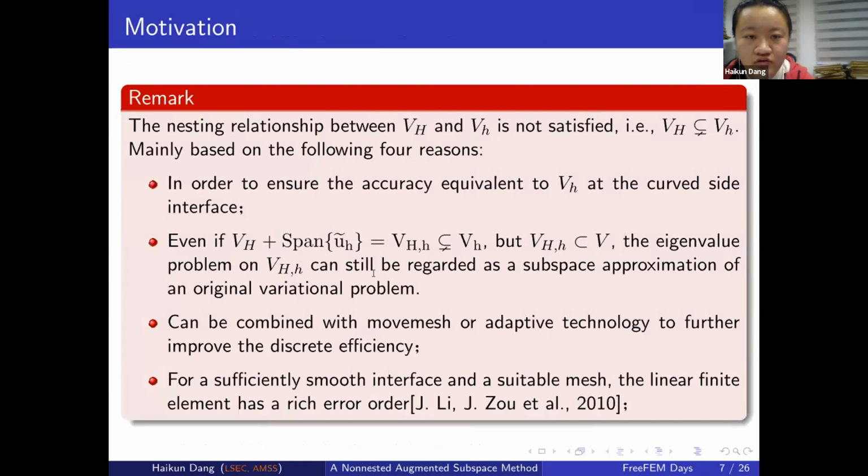Okay, so we know the nesting relationship between V capital H and Vh is not satisfied. And why do we need to use a non-nested mesh instead of a nested mesh? It's because of the curved boundary surface. If we only use nested uniform refinement, the approximation accuracy of the curved surface will not be improved. We also find that even if the augmented subspace we build, V capital H plus span of u tilde h, is not a subset of Vh, it is still a subset of the source space. So the optimal convergence accuracy can still be obtained. Also we can combine some moving mesh or adaptive techniques with this method to further improve the discretization efficiency.